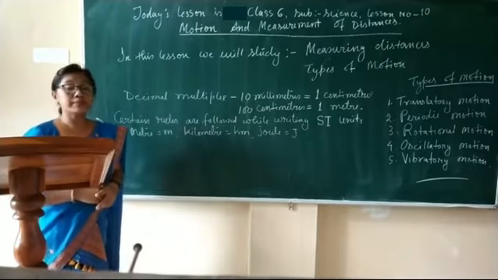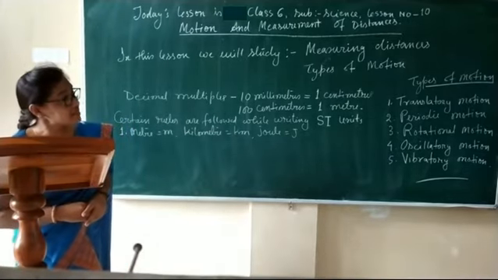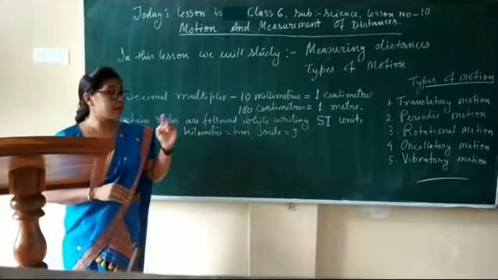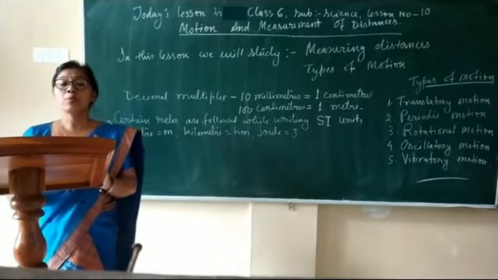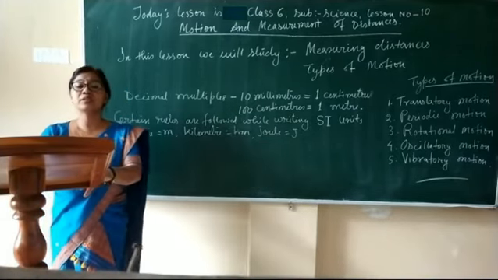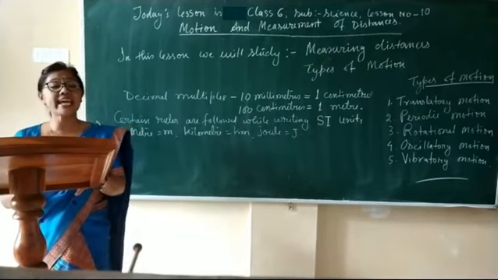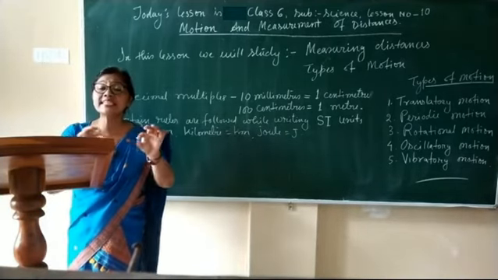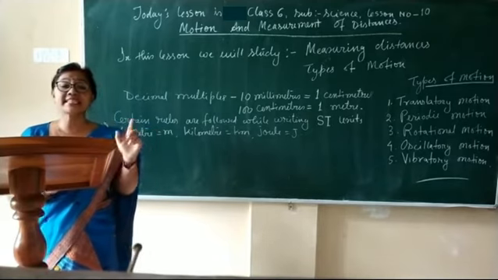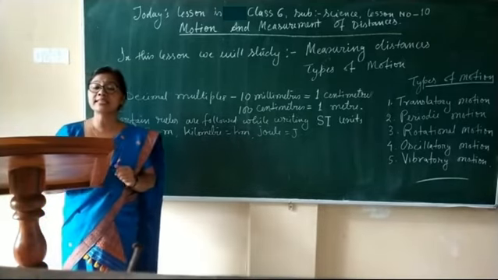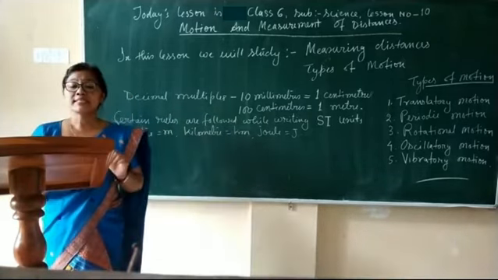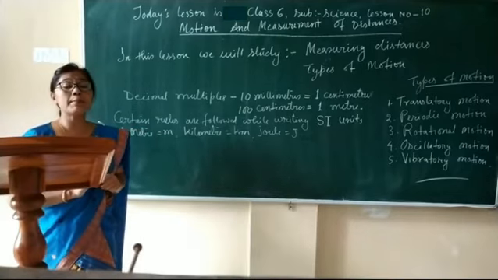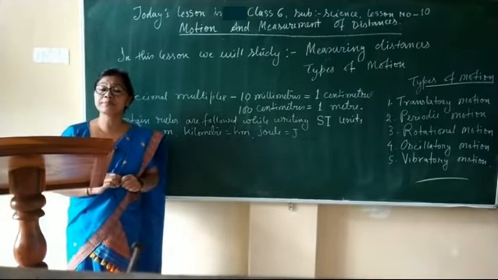Vibratory motion. The last type of motion is vibratory motion. When you pluck a string which is tightly held between 2 points, as in a musical string instrument like a sitar or a guitar, the string vibrates. Such a motion is called vibratory motion.